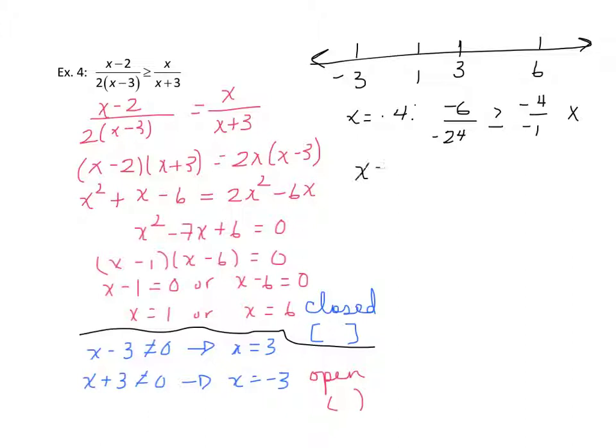Next, I'll choose 0 for the interval of values between negative 3 and 1. This will lead to a statement that says negative 2 over negative 6 is greater than 0. And 1/3 is greater than 0, so I would definitely have shading between negative 3 and 1.